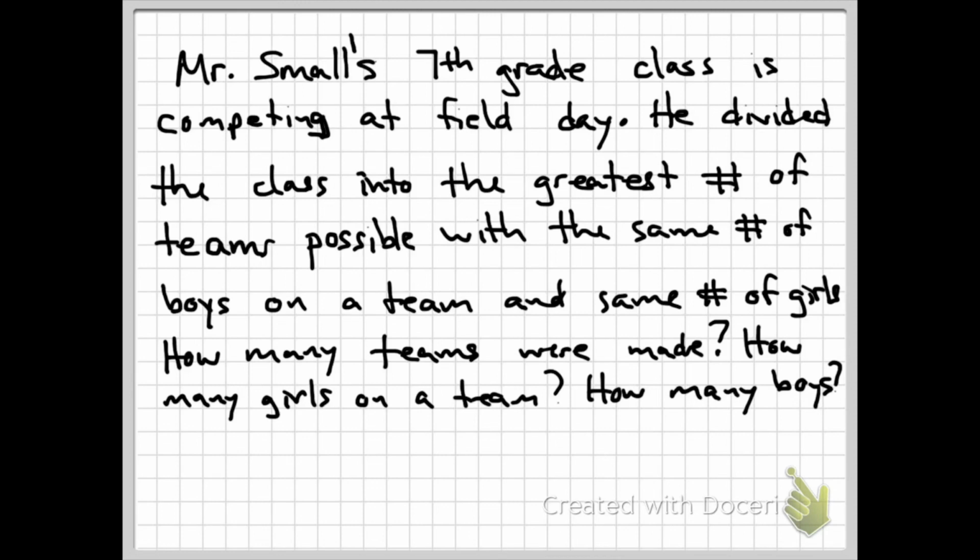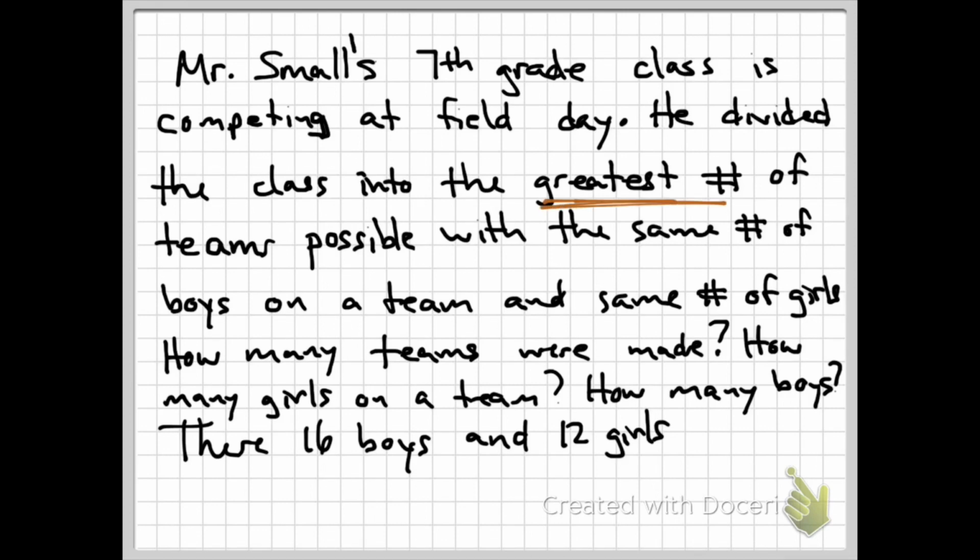All right, so what we're missing here that I failed to put in is that there's 16 boys. Let's pick 16 boys and 12 girls. That part's obviously important. We're running out of room there. All right, so what we're going to need to do is, this is our clue that we're going to be using GCF. So we got 16, 12.